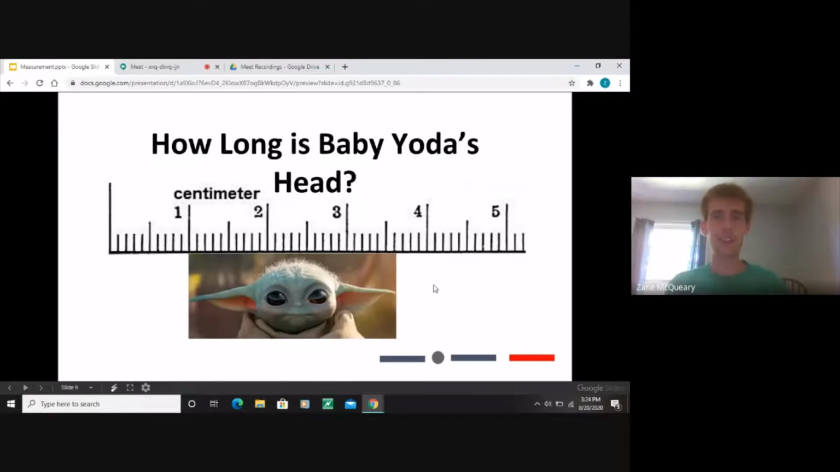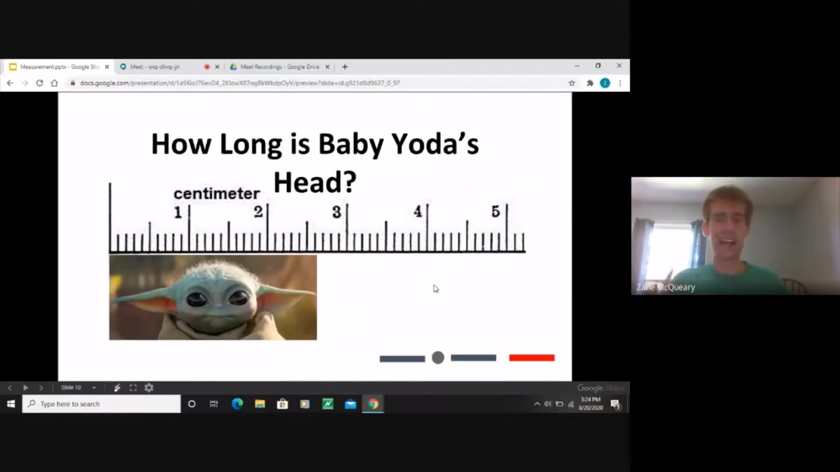All right, let's look at Baby Yoda. All right, we're going to measure his head from his ear to his ear. Now, the first thing we need to do is we need to line him up with 0, right? So let's go ahead and scoot him over a little bit. Now we can get an accurate measurement of Baby Yoda's head. We look over here, okay, to the nearest centimeter. We can definitely say that he's between 2 and 3 centimeters. Let's go ahead and fill that spot in.